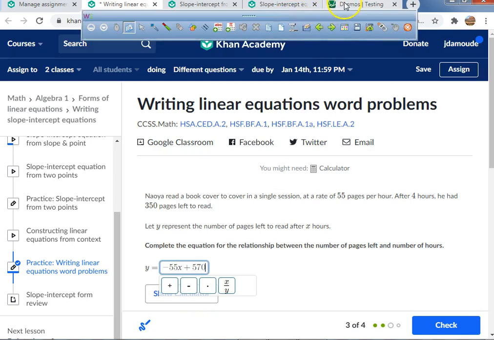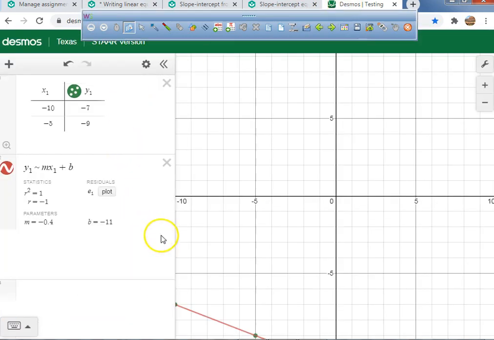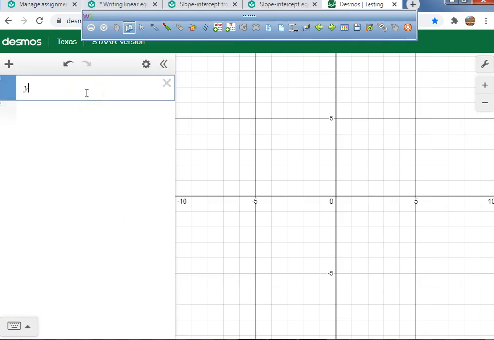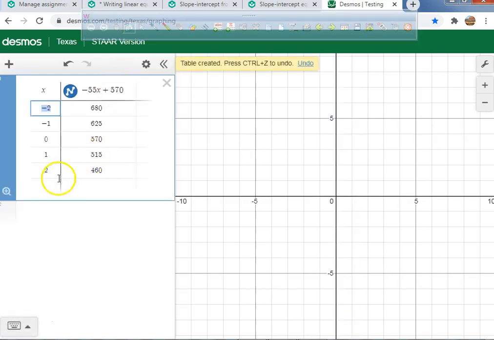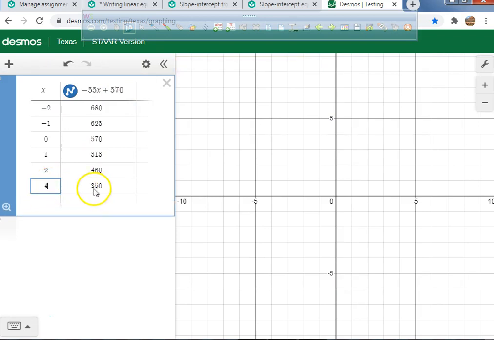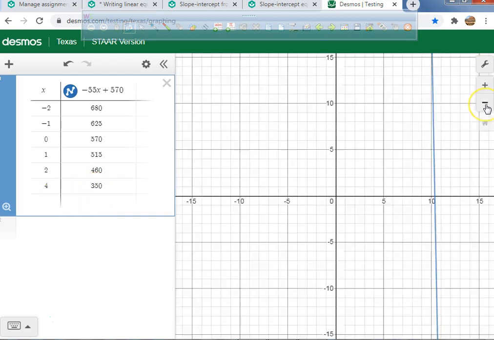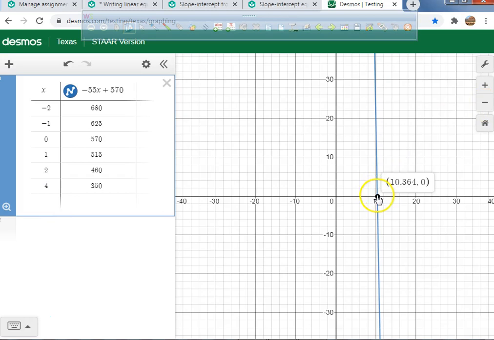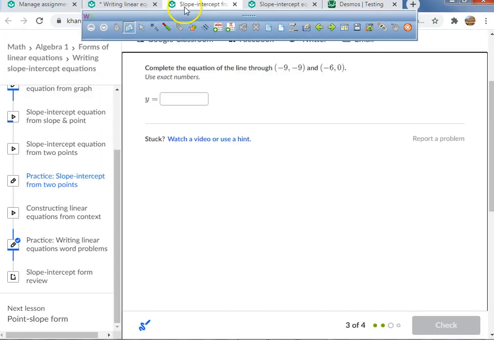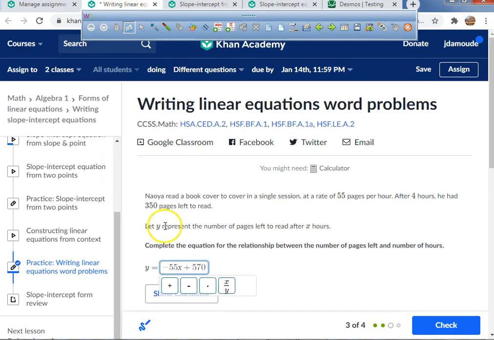Now, here's something you guys can do. In Desmos, I'm going to go ahead and delete everything. All right? If I type in my answer, y equals negative 55x plus 570, and I make a table, and I type in the number 4, look what happens. At 4 hours, how much do I have left? 350. All right? If I wanted to figure out how long it was going to take me to finish the book, it's going to take me just over 10 hours to finish that book if I wanted to read it in one sitting if I started out with 570 pages. So I feel pretty confident that we got our answers correct. All right?